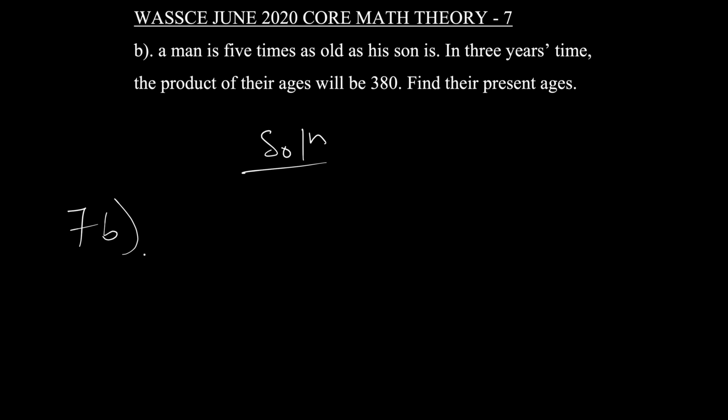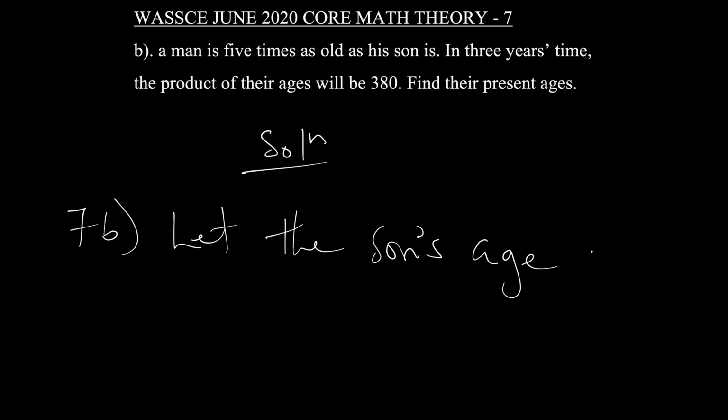So a man is 5 times as old as his son. So we don't know the son's age, we don't know the man's age. So let the son's age be equal to x. So in that case, the man's age is 5 times his son. So this will be 5x.